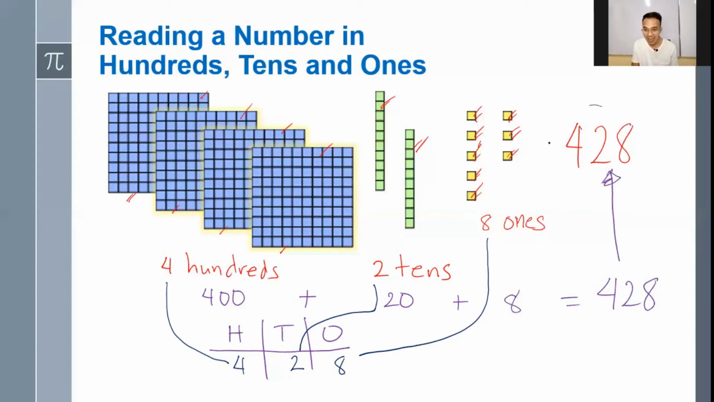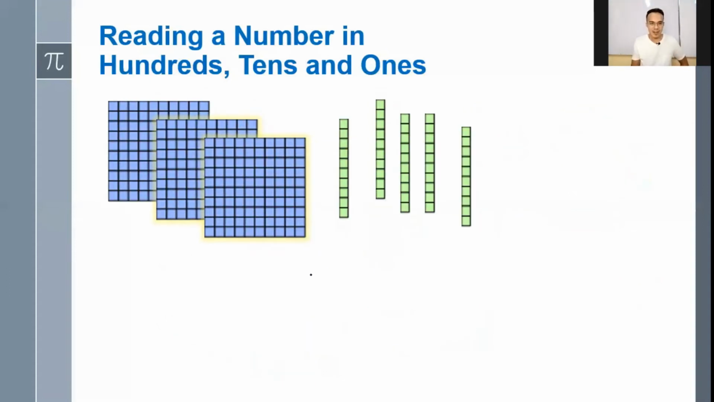I'm sorry, I don't have space, so I cannot write 428 in words, but I know you know already how to write this number in words. Just try your best. Okay? So let's try this out.